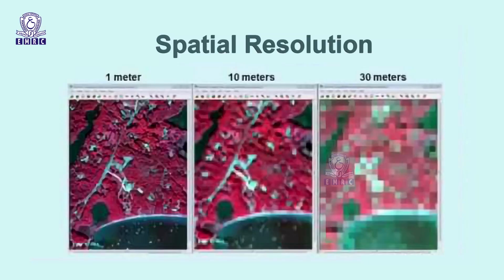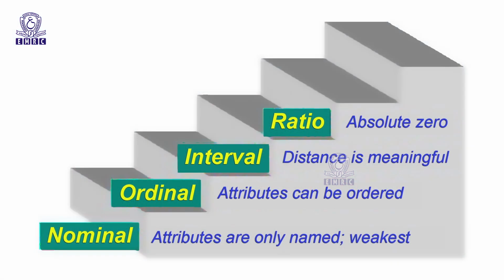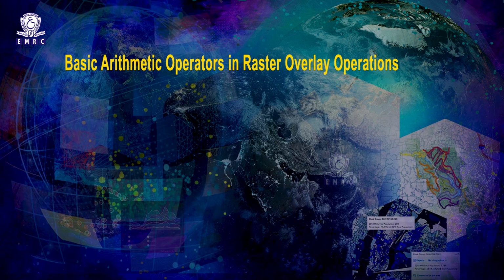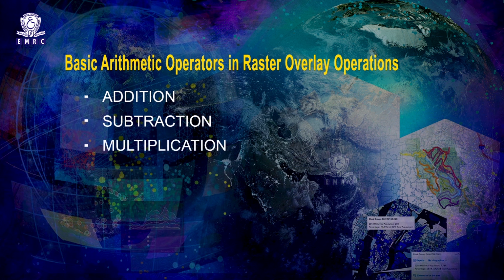The most important consideration in raster overlay is the appropriate coding of the features in the input layers. The raster overlay is affected by the resolution, that is the cell size, and the scale of measurement, that is nominal, ordinal, interval or ratio. It is advised that the resolution and the scale of measurement of both the input and the analysis layer should be compatible. Basic arithmetic operators in raster overlay operations are addition, subtraction, multiplication and division.